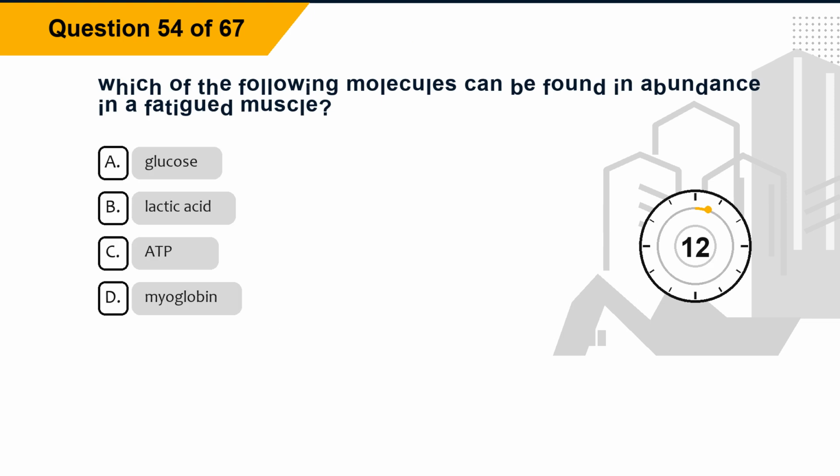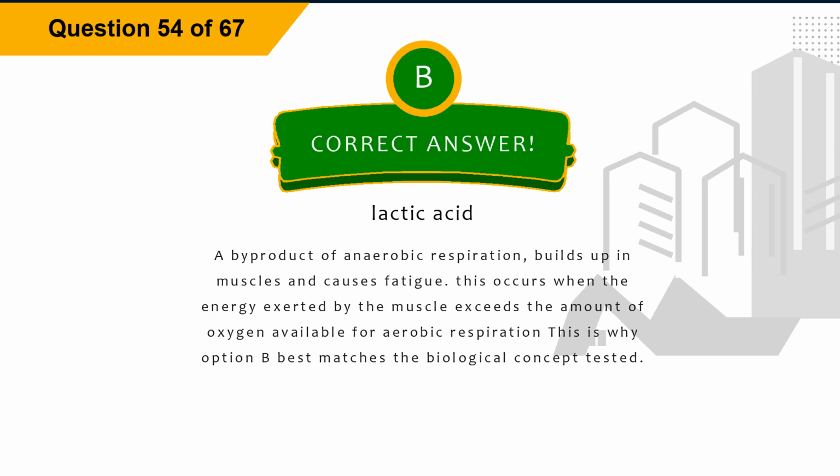Question 54. Which of the following molecules can be found in abundance in a fatigued muscle? Option A, glucose. Option B, lactic acid. Option C, ATP. Option D, myoglobin. The correct answer is option B, lactic acid. Explanation: Lactic acid, a byproduct of anaerobic respiration, builds up in muscles and causes fatigue. This occurs when the energy exerted by the muscle exceeds the amount of oxygen available for aerobic respiration. This is why option B best matches the biological concept tested.